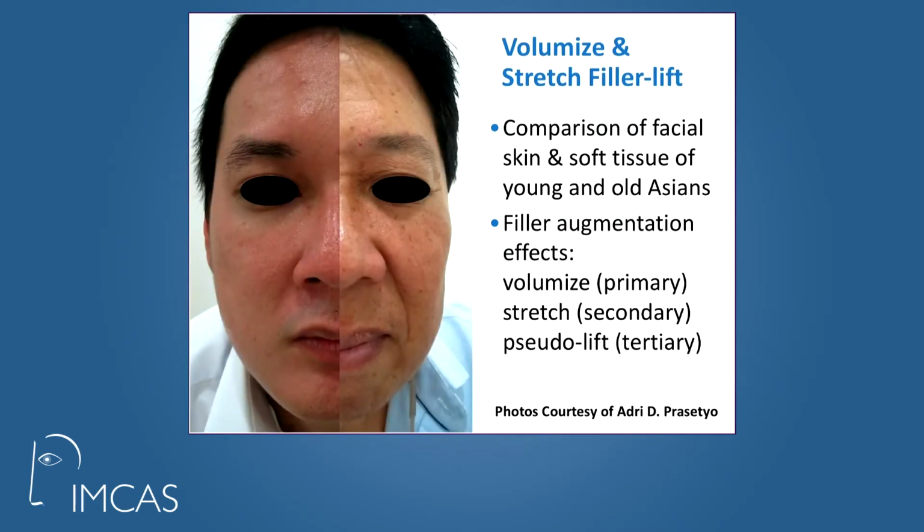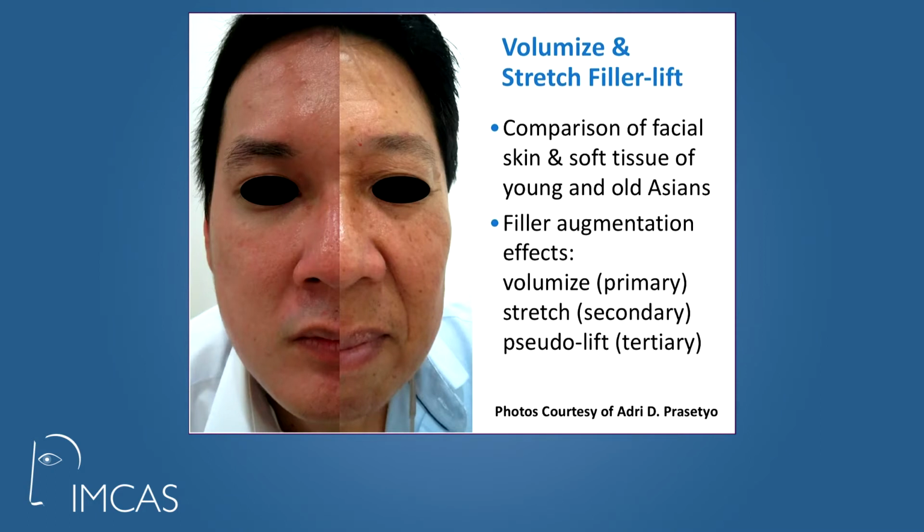So the concept, which is not new but which I named quite interestingly, is that we volumize. When we inject filler, the primary effect is volumizing. After we volumize, we actually stretch the skin. That's the secondary effect. And what we see as the tertiary effect is a pseudo lift. It's not a true facelift, but a pseudo lift. Again, volumizing is the primary effect, stretching of the skin is the secondary effect, and the third is a pseudo lift of the face.